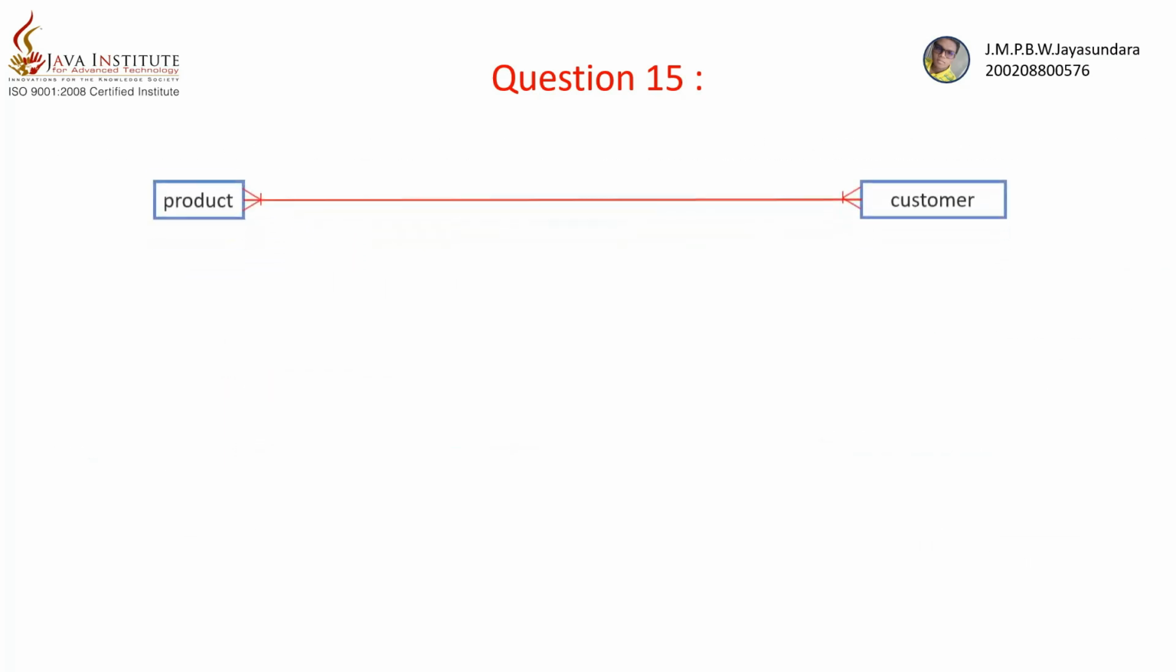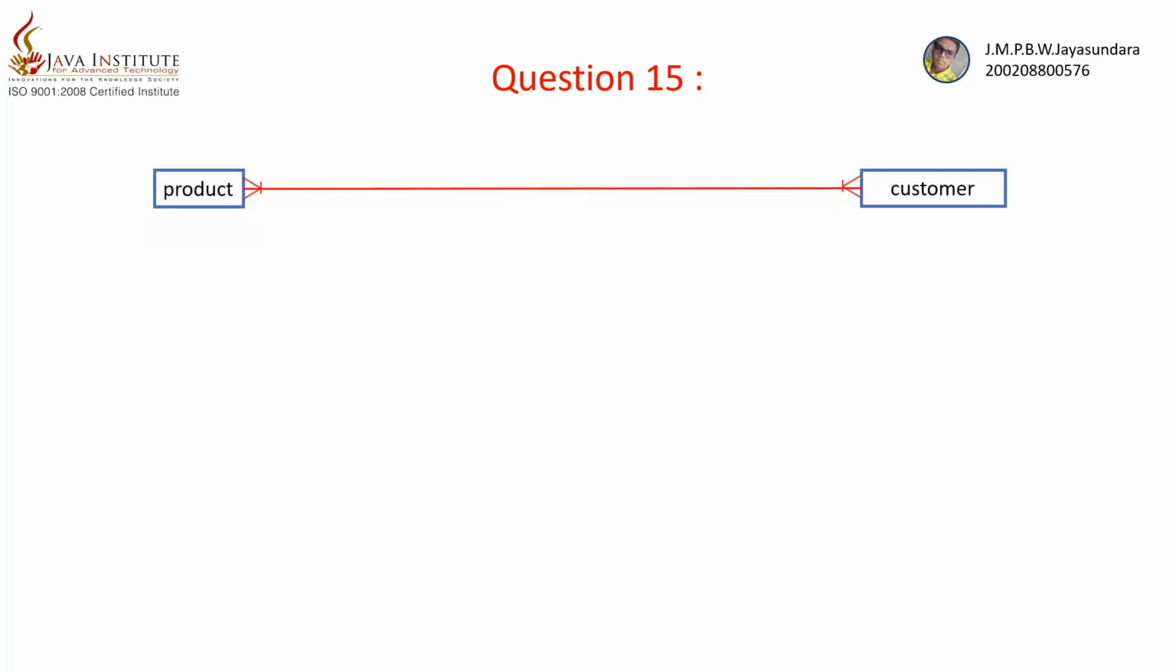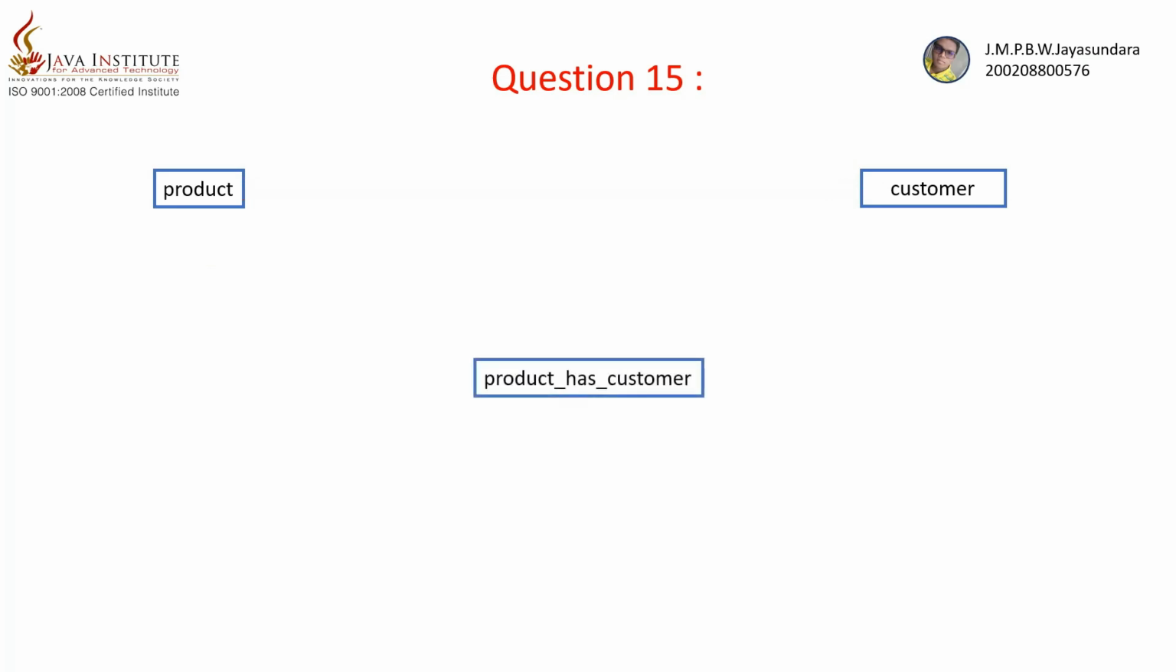Since a database cannot have a many-to-many relationship, it's going to convert into a one-to-many relationship, and a new table will be added between these two tables. So the product table and product has customer table have a one-to-many relationship, and customer and product has customer table have a one-to-many relationship. Let's go into our ER diagram and create this relationship.